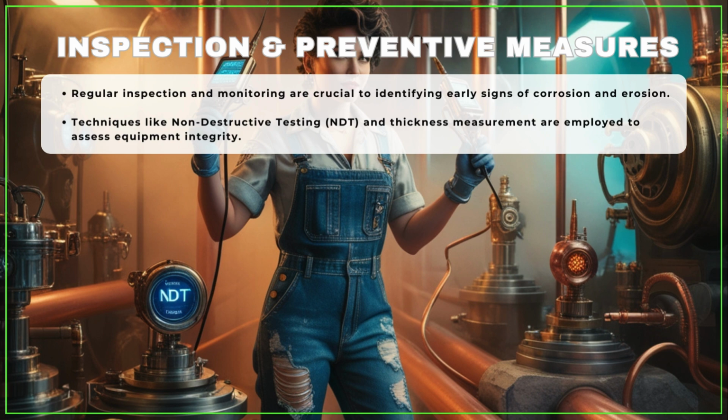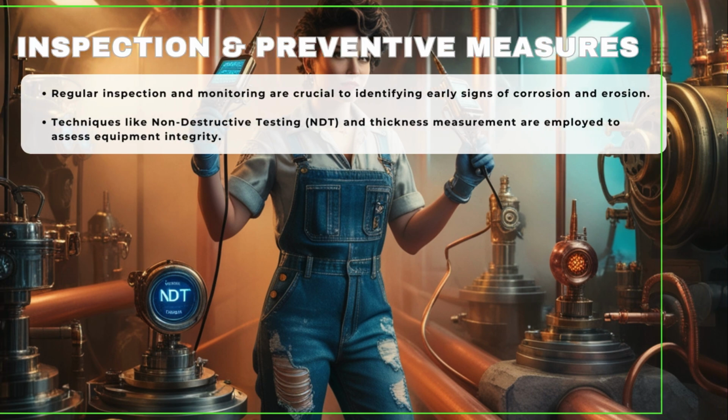Regular inspection and monitoring are crucial to identifying early signs of corrosion and erosion. Techniques like non-destructive testing, NDT, and thickness measurement are employed to assess equipment integrity. These inspections allow us to detect defects and plan maintenance before failures occur.